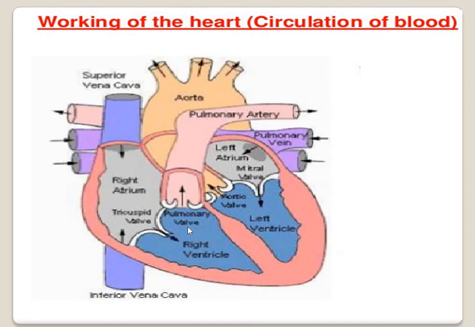Now the separation of the right and the left sides of the heart is very much useful. What is the necessity? To keep the oxygenated and the deoxygenated blood separate, that is, prevent them from mixing. And such a supply is useful for animals which have to use energy constantly to maintain their body temperature, as in case of birds and the mammals.